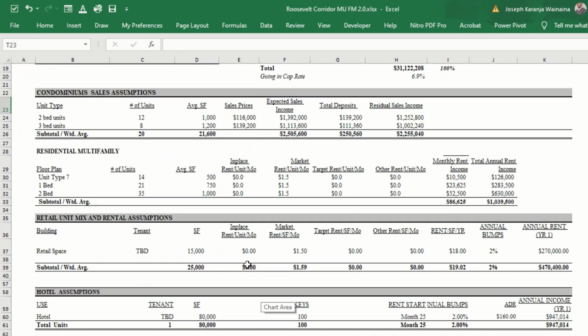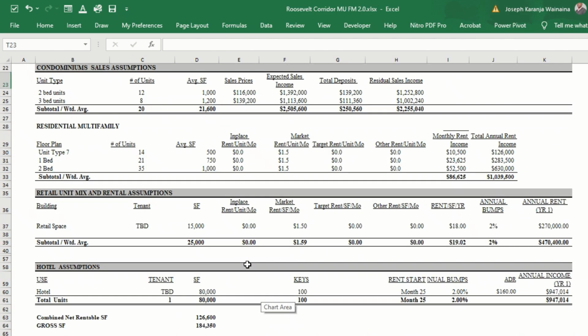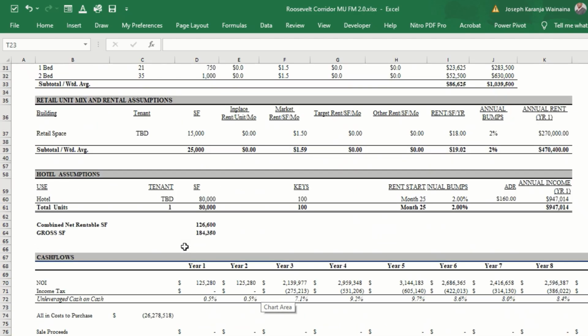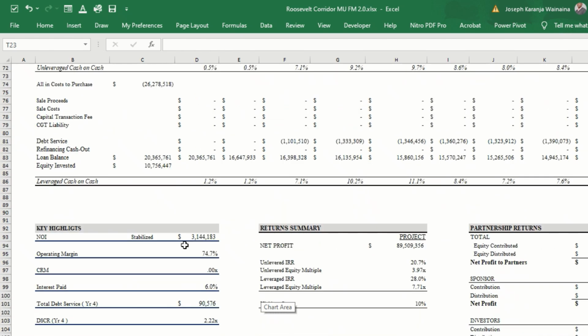So that's a rundown of this financial model, and I believe you will find it useful. In case you need any underwriting assistance for any multifamily development project that has multiple uses, I can use this model to assist you and underwrite your project.